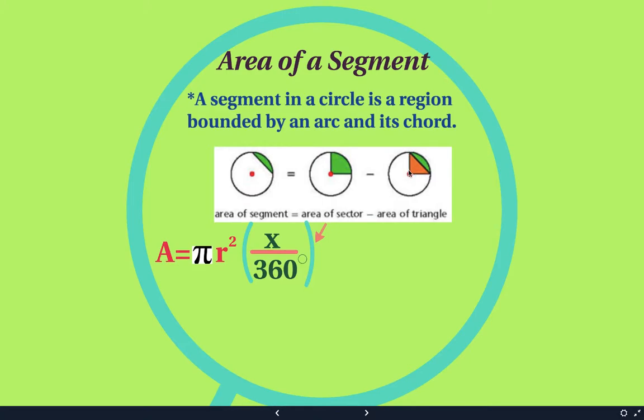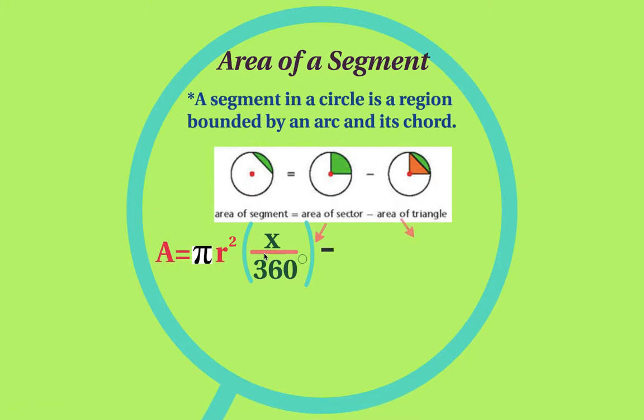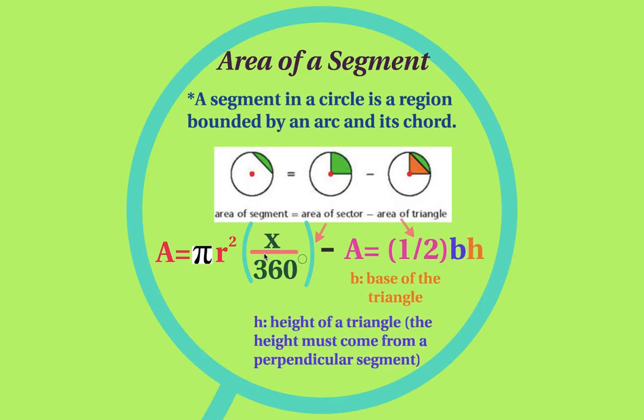Here the whole thing is the sector, which starts and ends where the chord starts and ends. If you remove this triangle, which is underneath the segment, the segment's what's left. So we're going to do the area of the sector, which we already know is pi r squared times x over 360. And then we're going to subtract out the area of a triangle, which is 1/2 times the base and the height. The b is the base, the h is the height.